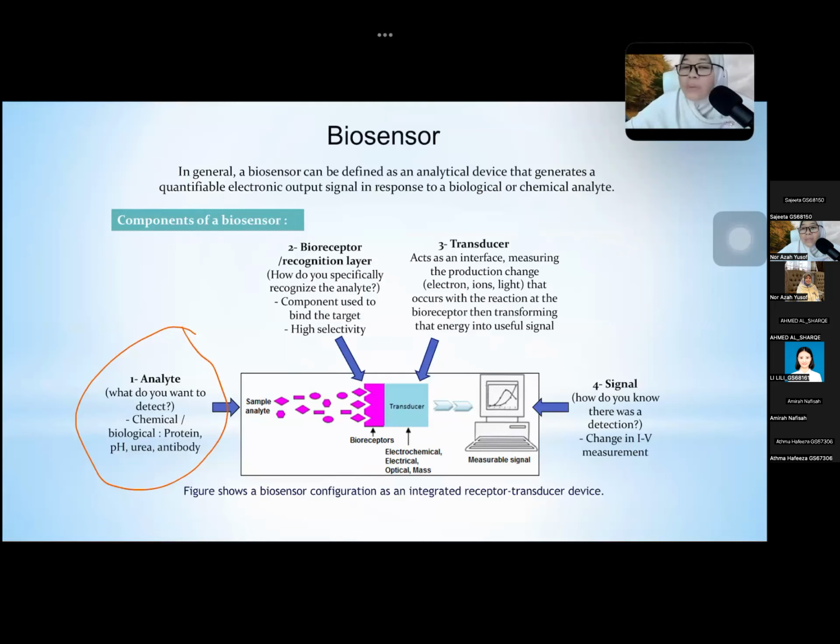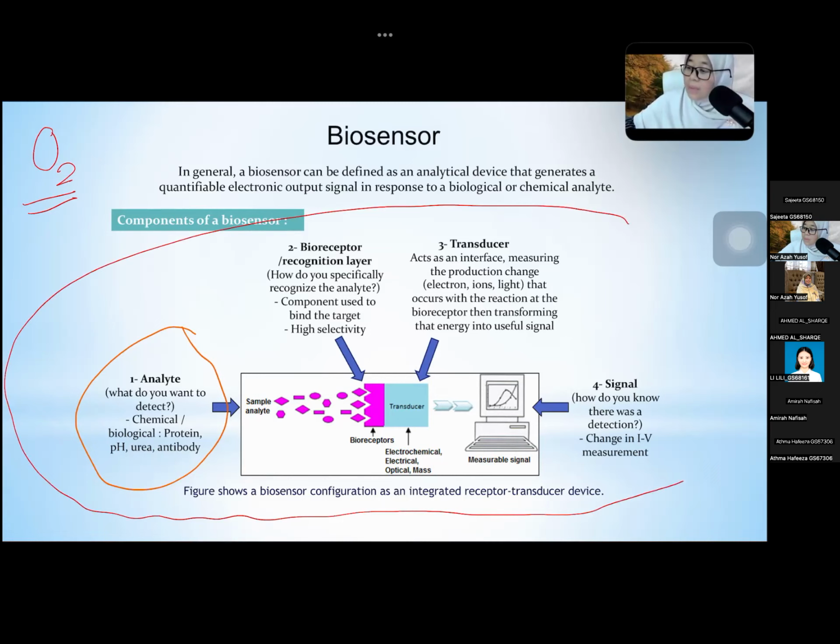Okay, so the first thing, as I asked you just now, if you have a smartphone and you want to measure your oxygen level. It's very important to measure oxygen level. So this is the whole component of sensors, particularly for chemical and biosensors.